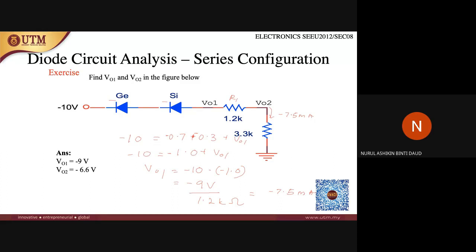Okay, I think this answer is wrong for VO2. VO2, the answer is wrong. It is not minus 6.6, right? Yes, right? Not. I agree, Doctor. Sorry. So this answer is wrong. What answer did you get? Around 7 something, right?